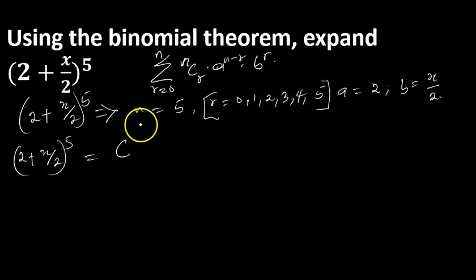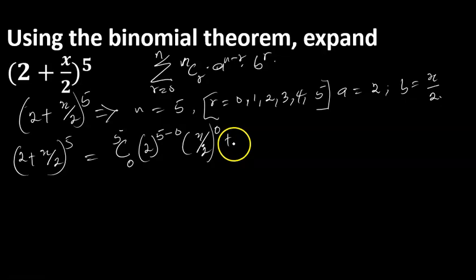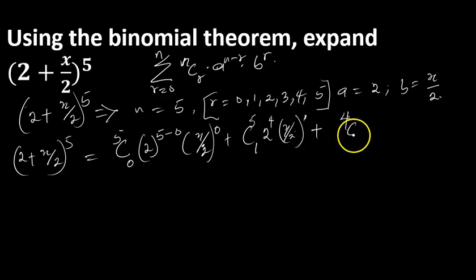5C0, remember our n in this case is 5, then I'll have 2 raised to power 5 minus 0, times (x/2) raised to power 0, plus 5C1, and now I have 2 raised to power 5 minus 1, that's 4, times (x/2) raised to power 1, plus 5C2, this time times 2 raised to power 5 minus 2, that's 3, times (x/2) raised to power 2.